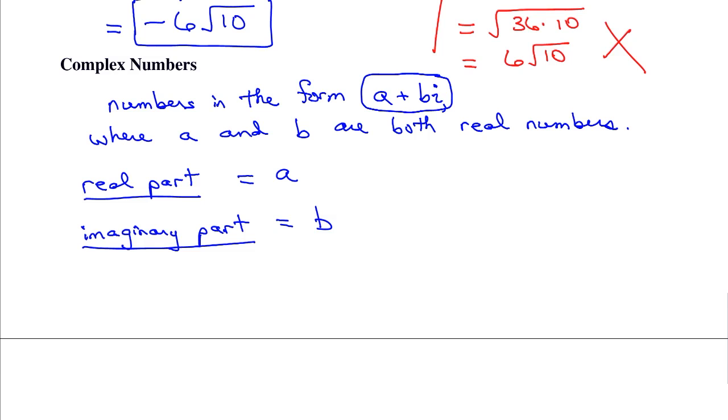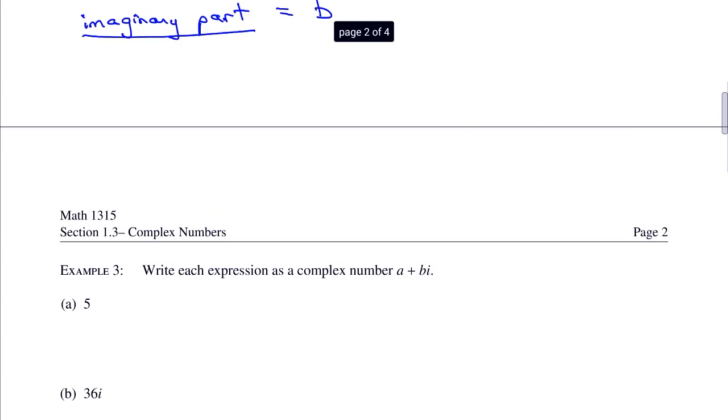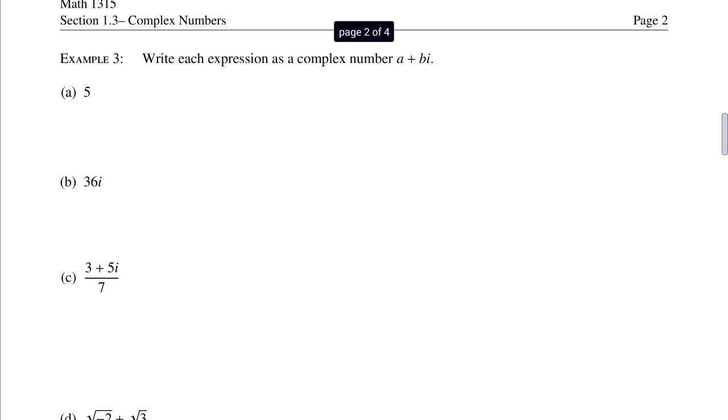Let's look at some examples of writing complex numbers. Example 3, write each expression as a complex number, a plus bi. So in part A, we have a 5. Well, to explicitly express this as a complex number, we need the imaginary part as well. So this is 5 plus, and there's no i's, so we write 0i, 5 plus 0i. If you have a number that's a complex number, but it has a 0 for the imaginary part, then we call those real numbers. As a side note.